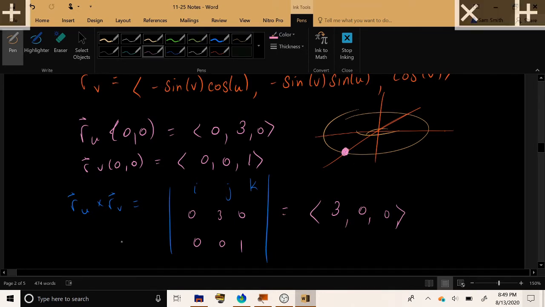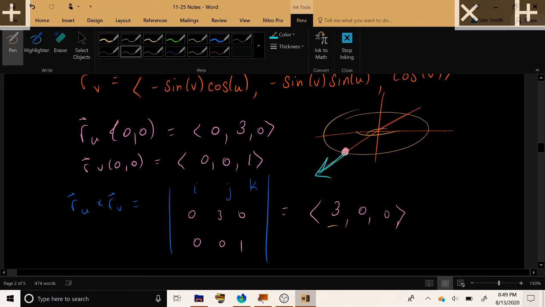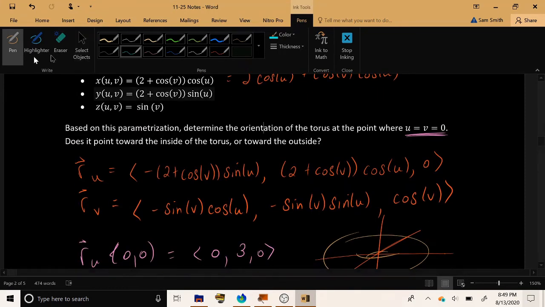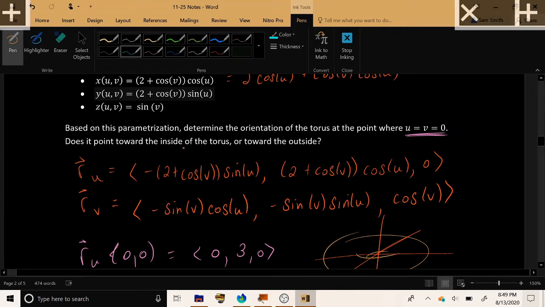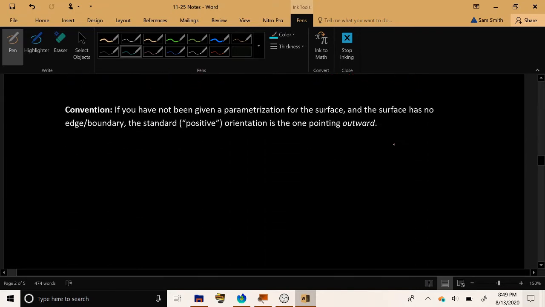So now the vector that we have gotten from our calculation points in the direction of the positive x-axis. So it points even further out away from the torus than the point where we're at. And so, in sum, to answer the final question of this problem, does it point toward the inside of the torus or the outside? It points toward the outside of the torus, away from the surface. And that is the convention.